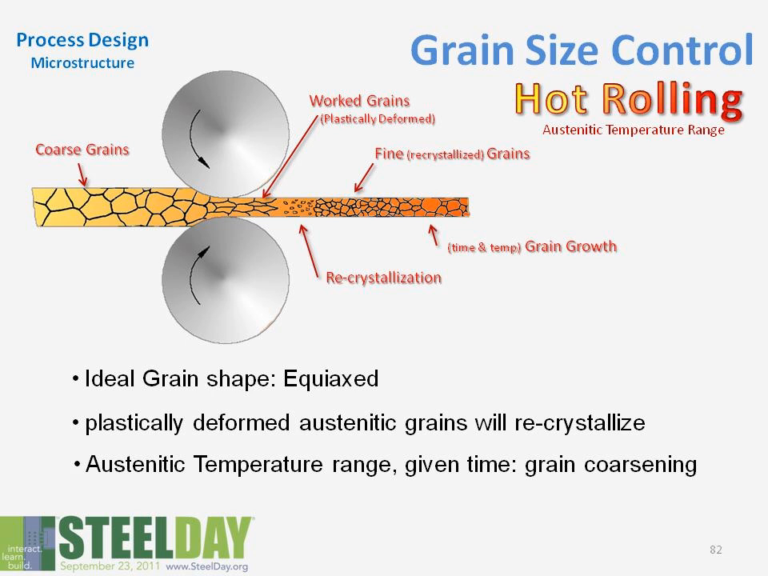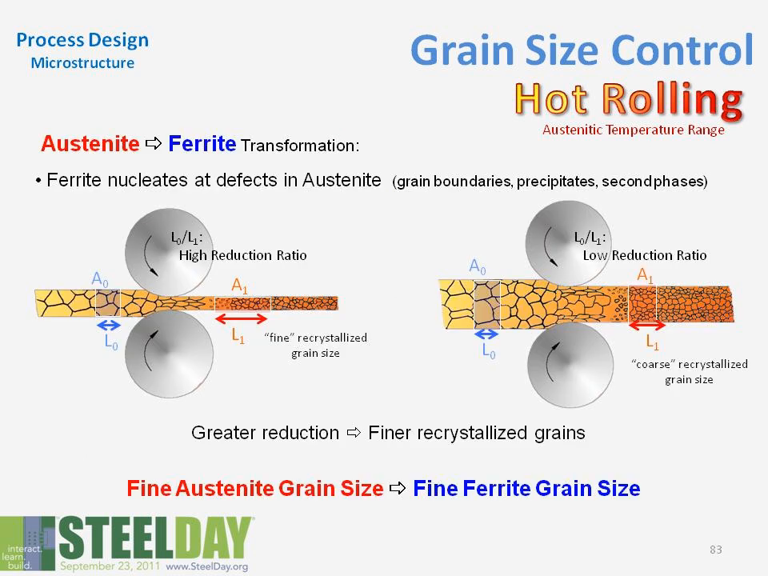We start with a very large grain size going into the rolls. They get plastically worked or deformed. That adds energy. We have enough temperature in the austenitic range that we'll start to have recrystallization. I won't go into the mechanisms that cause that, but we end up with a finer recrystallized grain size. And of course, if we let it stay at temperature, over time, they'll start to grow. The net effect is the more reduction I have, the finer the grain size that I will have.